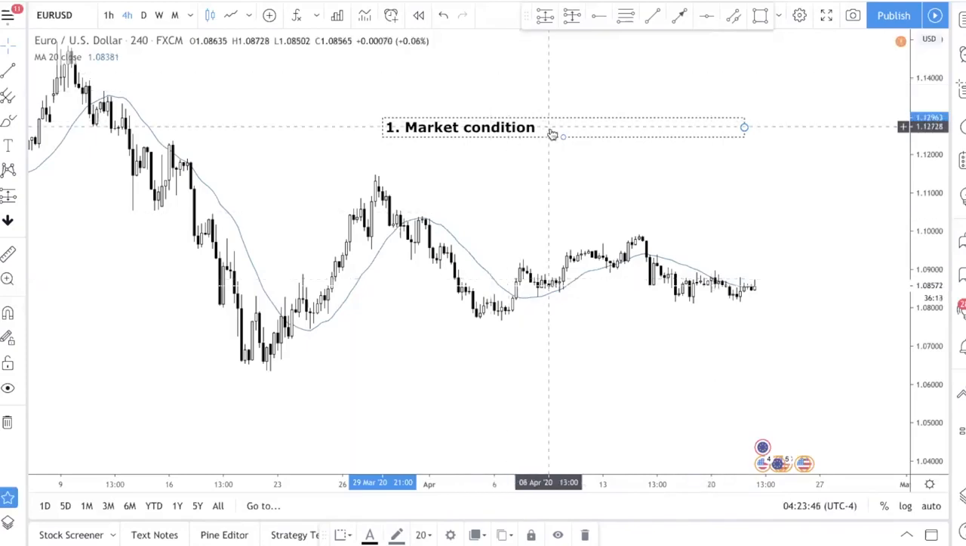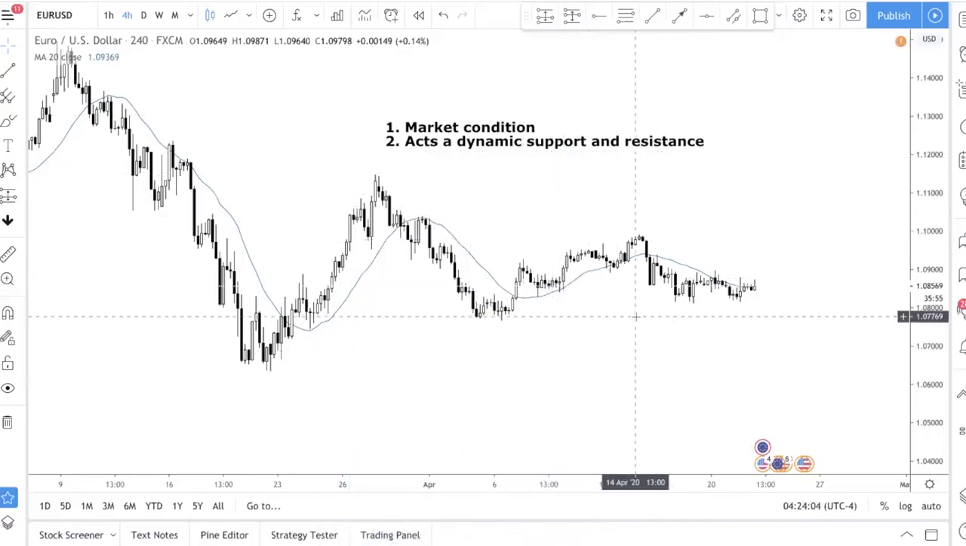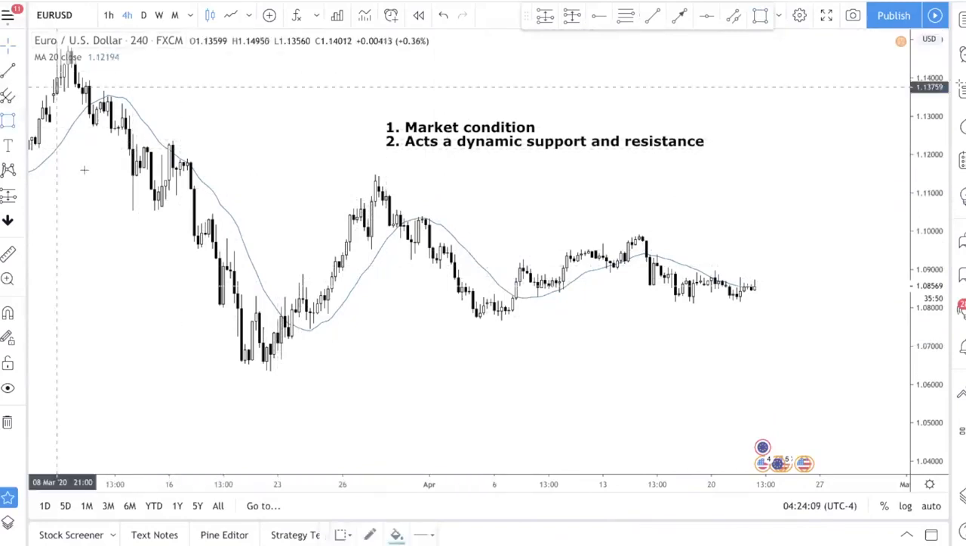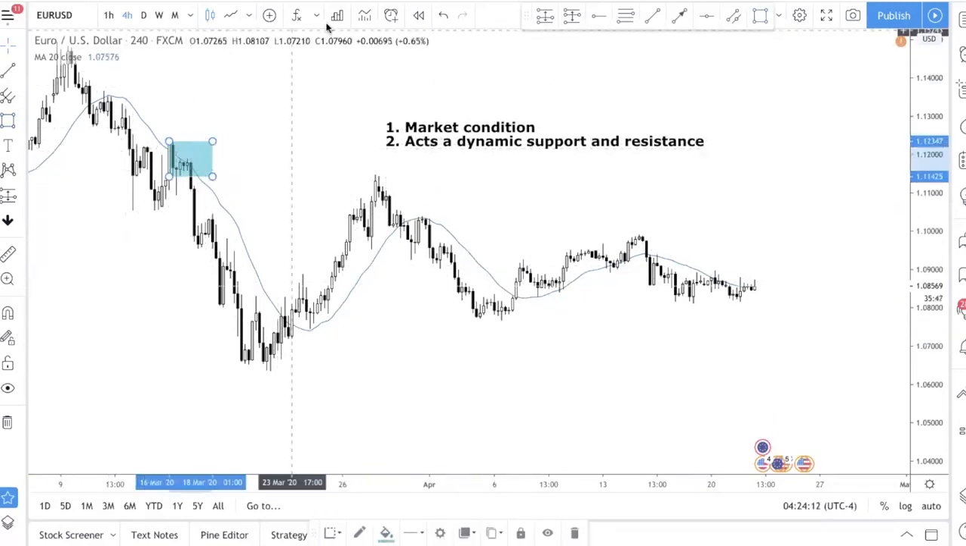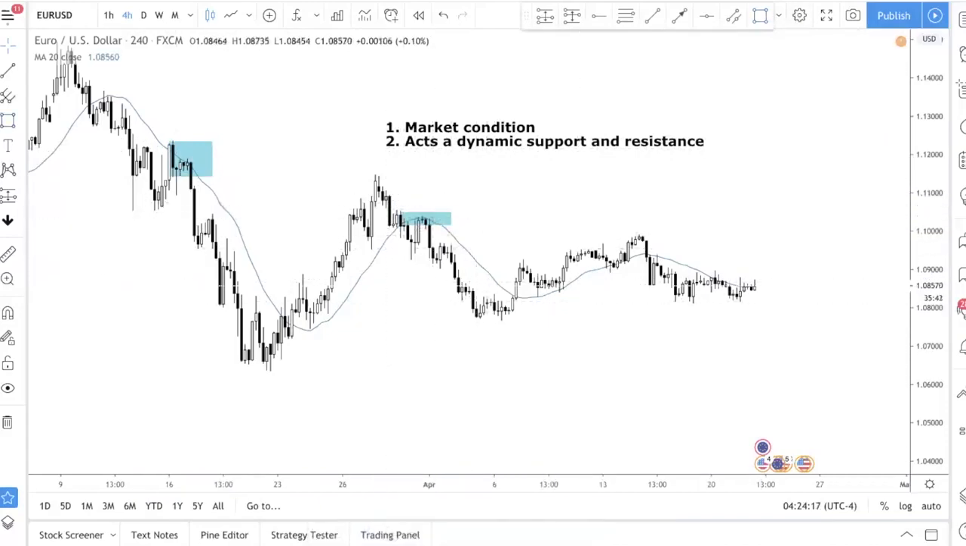Okay. The next use of the moving average, which some people know but not a lot of people know, is that it acts as a dynamic support and resistance. So if you look over here, you can see over here that the moving average was actually a resistance zone, right? Over here, you can also see that it was broken and retested, okay? But do note that this is not always true, okay?